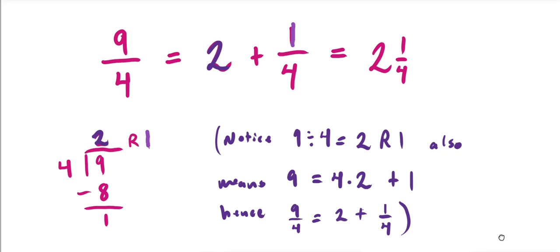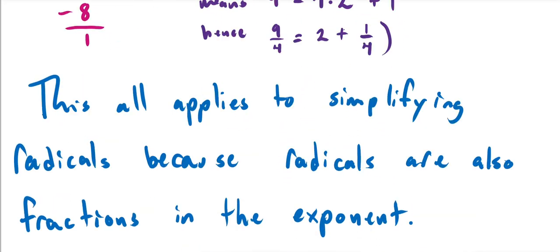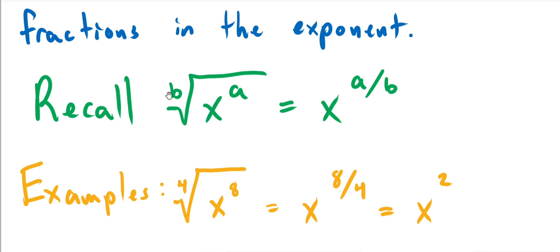Now let's see what this means as far as radicals are concerned. We're going to be able to apply this kind of stuff to radicals because radicals are really just fractions in the exponent. So recall that the b root of x to the a could be rewritten as a fraction power, x to the a over b. The index becomes the denominator, and this power becomes the numerator. So if I have something like the fourth root of x to the 8, then this is x to the 8/4. 8/4 is fancy talk for 2. So really, this whole radical expression just turns into x to the 2, or x squared.